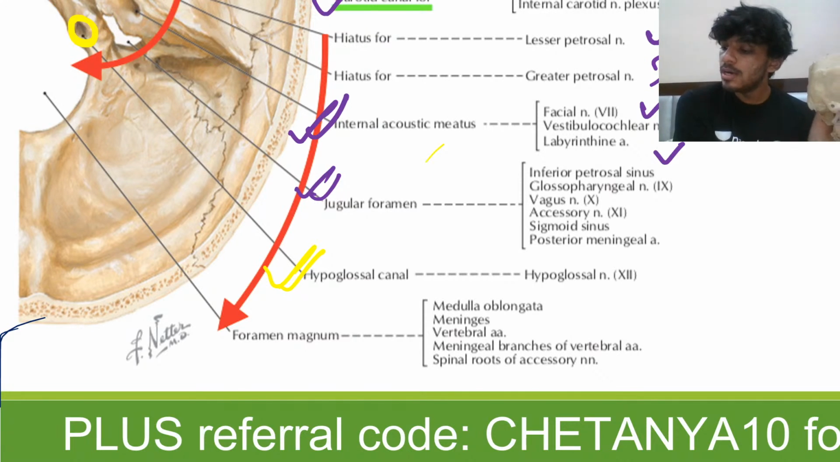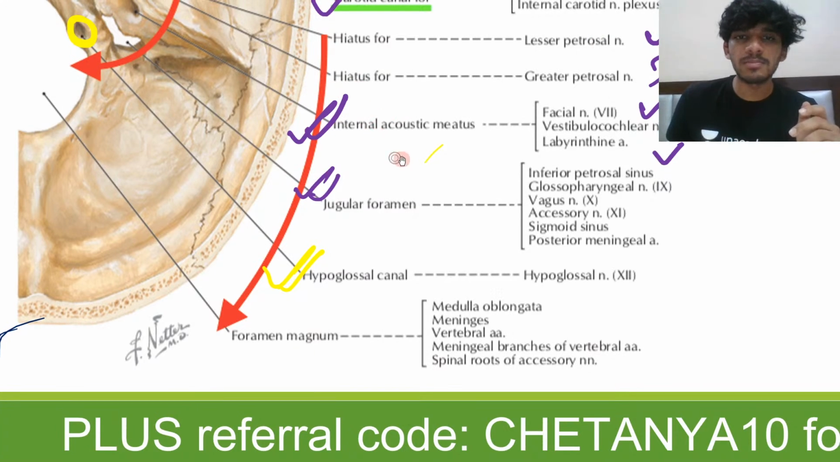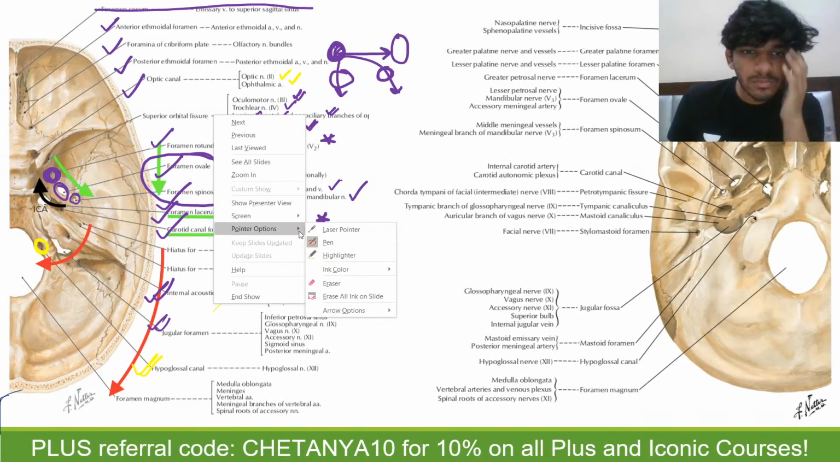Besides that, I told you that C1 to C5, they form the spinal nucleus of accessory. So they will be giving a root that will enter here, that is the spinal root of accessory nerve. So I hope your major foramina, they get covered from this explanation.